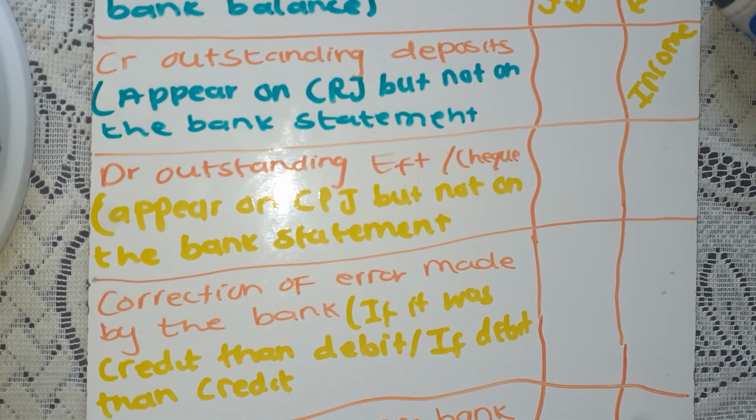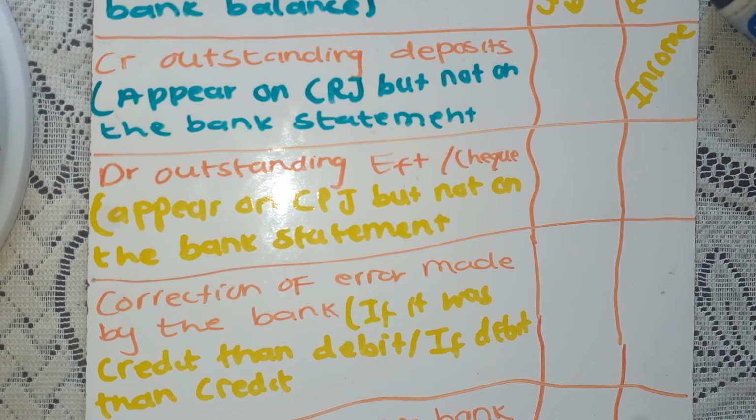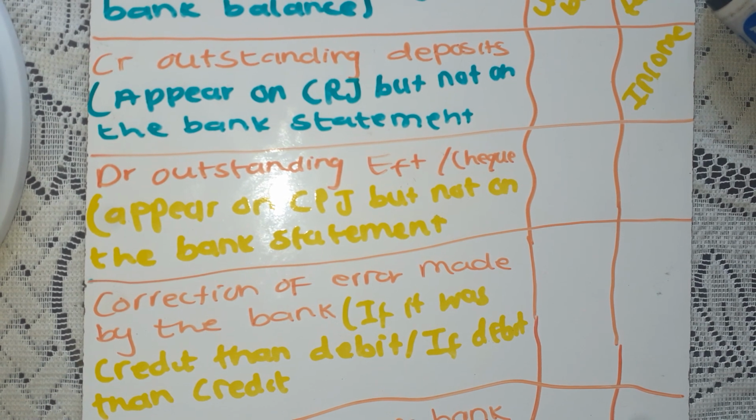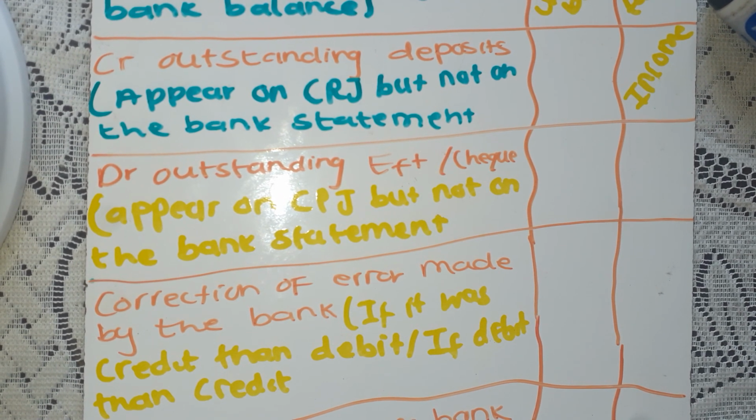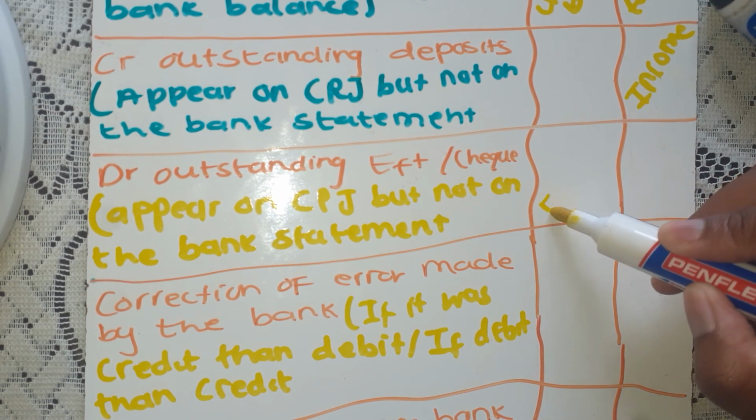So let's go to outstanding EFTs or checks. We no longer use checks. Checks are no longer being used, but in old question papers you would still find examples which have checks. But now we talk about EFTs, electronic transfers. Because outstanding EFTs are things that we had paid for but had not yet appeared on the bank statement due to an amount having to be cleared after certain days, we debit them.